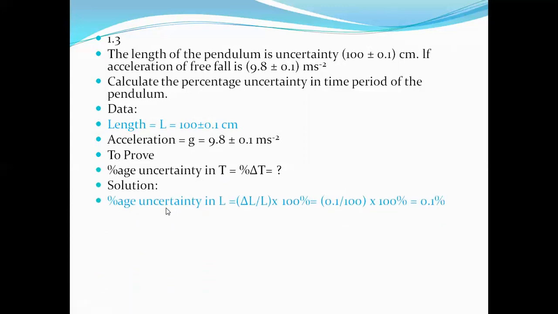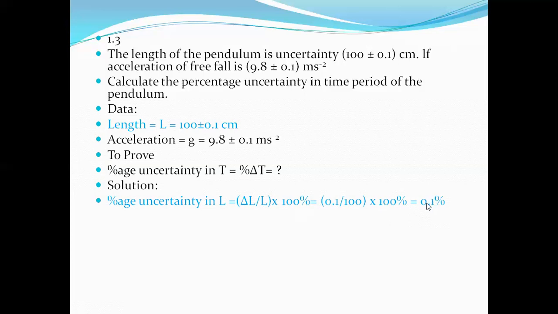Now the solution. We will first calculate the uncertainty in the case of length. Percentage uncertainty in length L is the uncertainty in length, which is 0.1 centimeter, divided by the length, which is 100 centimeters. So 0.1 divided by 100, multiplied by 100 percent. What do we get?